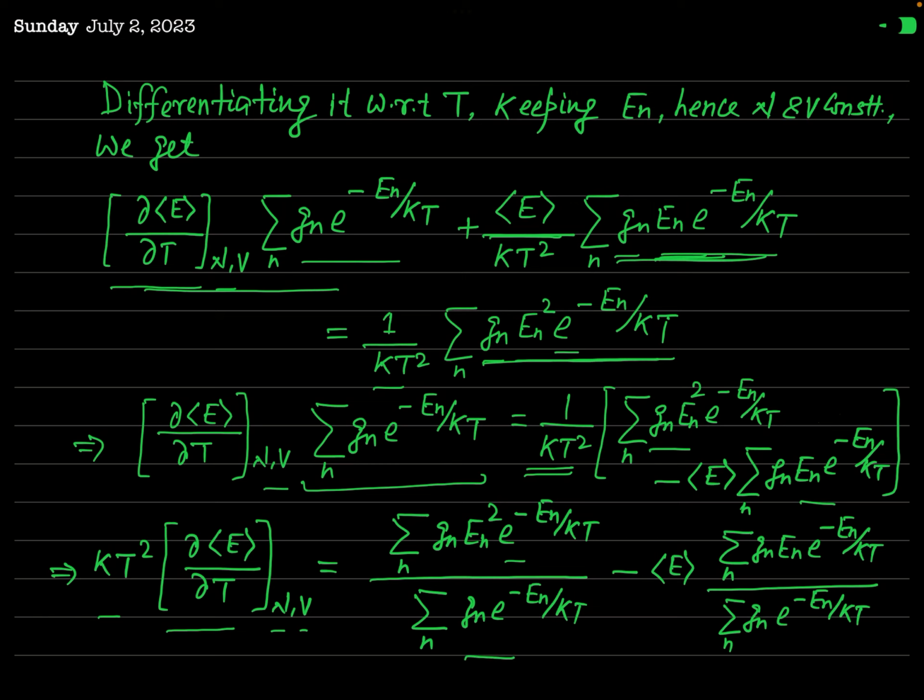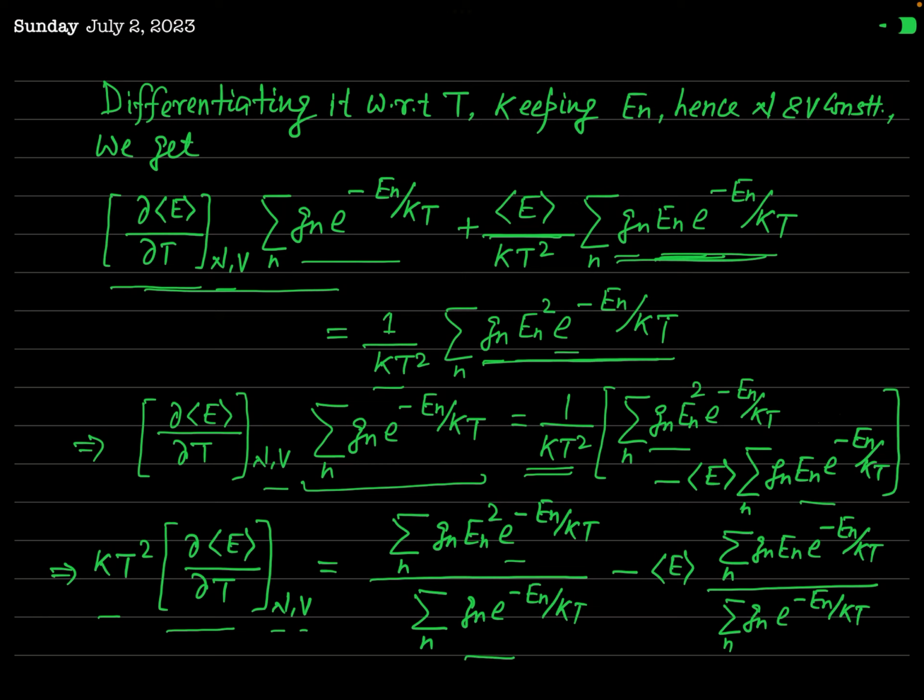Okay. And minus again the second term divided by the same factor. This is summation, this is minus average value of E, summation over n Gn En e to the power minus En by kT, and divided by summation over n Gn e to the power minus En by kT. Okay. Now let us see what this first term represents. Since here there is En square, so actually the first term represents the average value of E square.